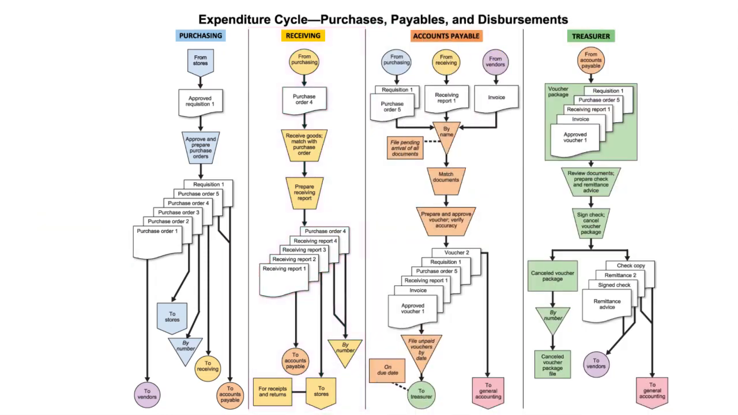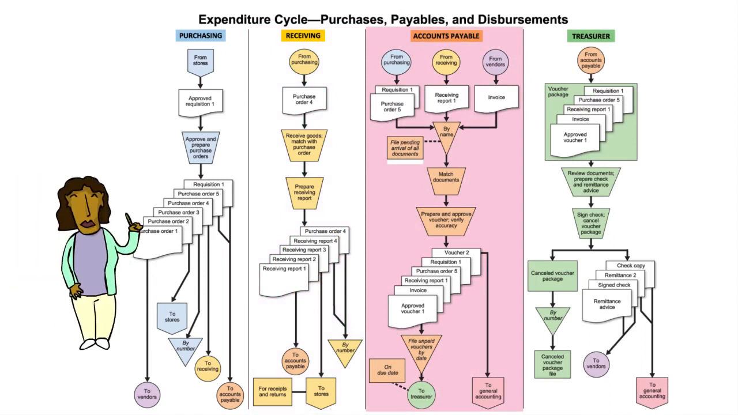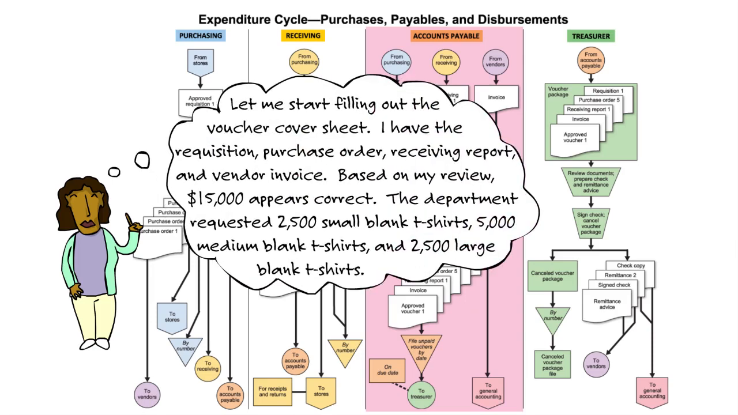Okay, on to accounts payable. Jane, our AP lead, has received a number of documents, including an invoice from the vendor in today's mail. Let me start filling out the voucher cover sheet. I have the requisition, purchase order, receiving report, and vendor invoice. Based on my review, $15,000 appears correct.